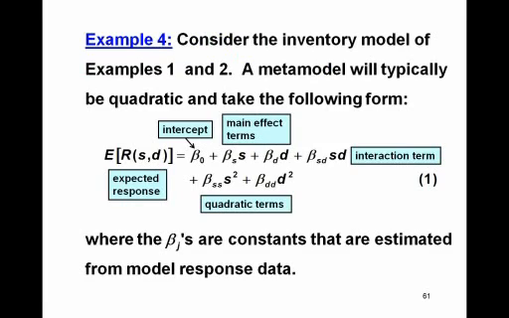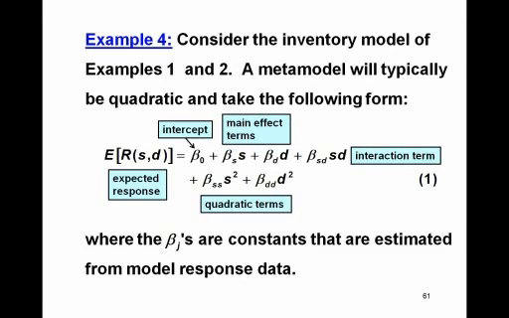Previously we'd gone up to 3. This is once again a continuation of the inventory model of examples 1 and 2. One of the things that's nice about this is the inventory model has just 2 factors, S and D, so we can visualize it.